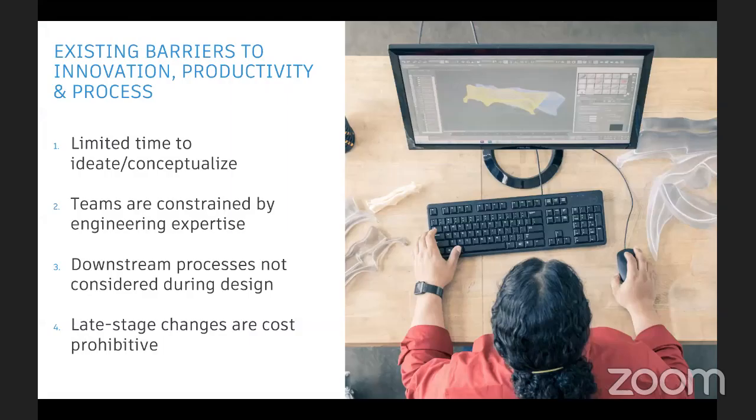When we talk about these innovations and processes and productivity, there are certain barriers which all exist, and we have all experienced that. Even some of you might agree, we have limited time to ideate. There are limits of what you can predict and evaluate, even for the most experienced person. Typically, downstream processes are not considered during the design phase. And now, this might not be true everywhere, but applying downstream constraints typically does not impact innovation.